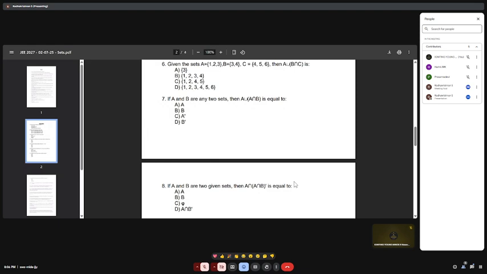A and B are two given sets. A intersection B complement. What is this? A bit confusing. A intersection B whole complement. What is that?